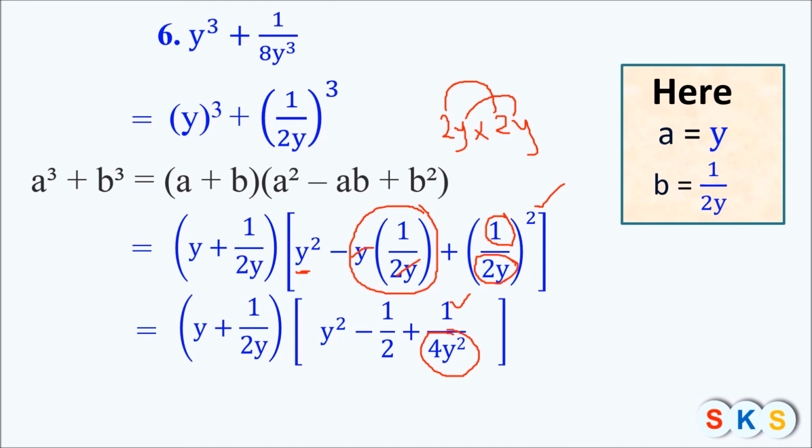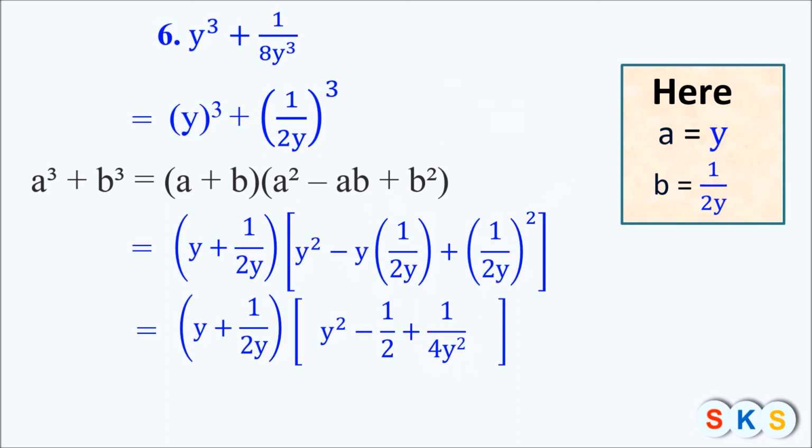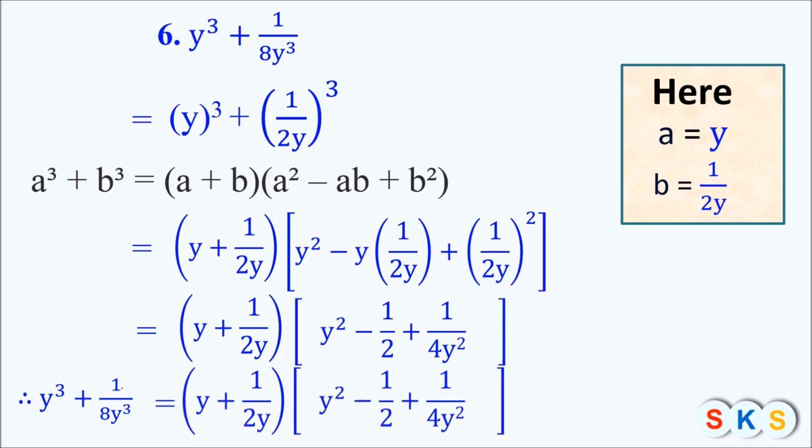Correct? So after solving this, you can see that the first bracket is y plus 1 upon 2y, which cannot be simplified further, and the second bracket is y square minus 1 upon 2 plus 1 upon 4y square, and it can also not be simplified further. Therefore y raised to 3 plus 1 upon 8y cube is equal to y plus 1 upon 2y, in the second bracket y square minus 1 upon 2 plus 1 upon 4y square.